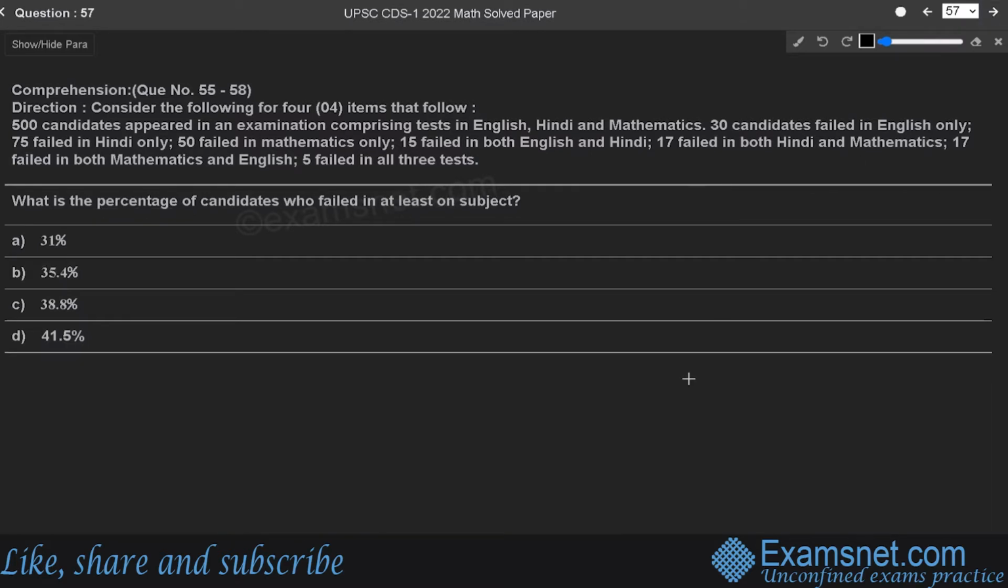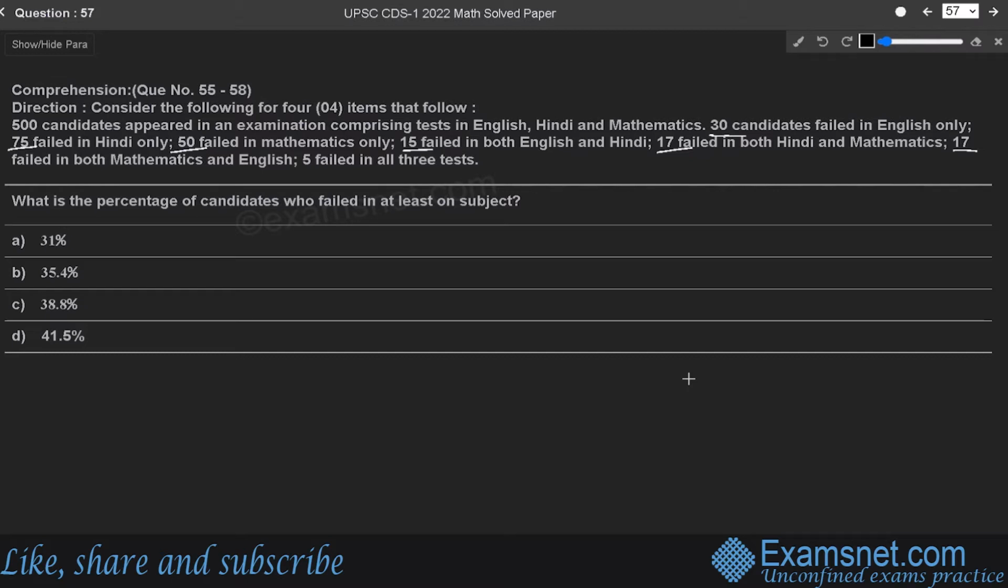In the next question, again the directions are same, but we have to find what is the percentage of candidates who failed in at least one subject. I hope now the Venn diagram is clear to you already. So the number of candidates who failed in at least one subject will be, let us see in the question. See, 30 candidates failed in English only, 75 failed in Hindi only, 50 failed in mathematics only, 50 failed in both English and Hindi. Similarly, 17 failed in both Hindi and maths and 17 failed in both mathematics and English.